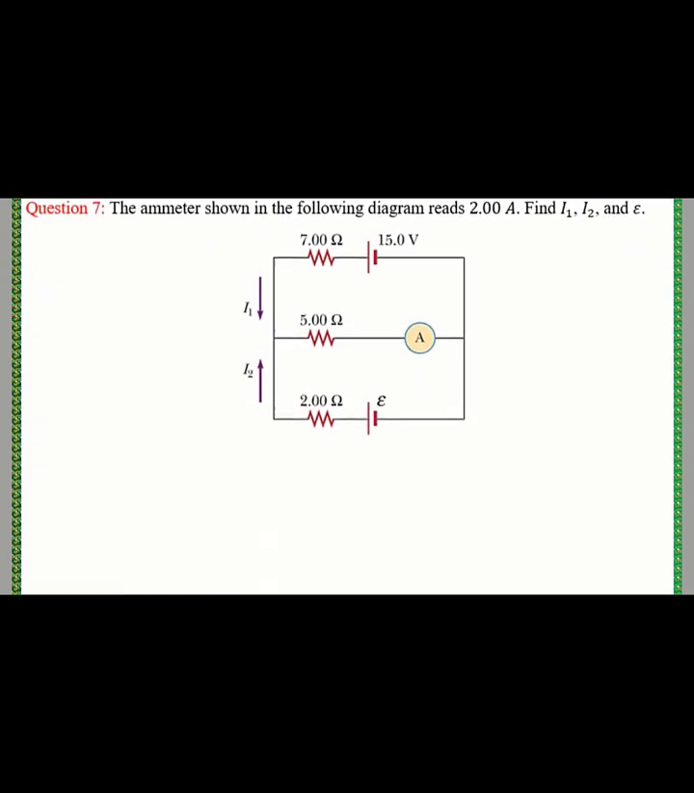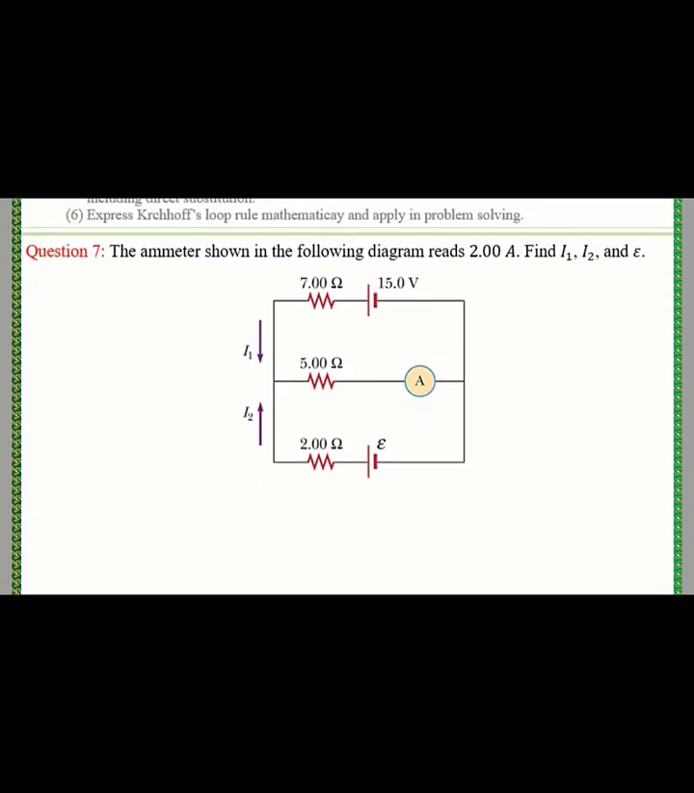The seventh question. The ammeter shown in the following diagram reads 2 ampere. Find I1, I2 and epsilon. So put the data on the graph. The ammeter has a current of 2 amperes. We need to find I1, I2 and epsilon.